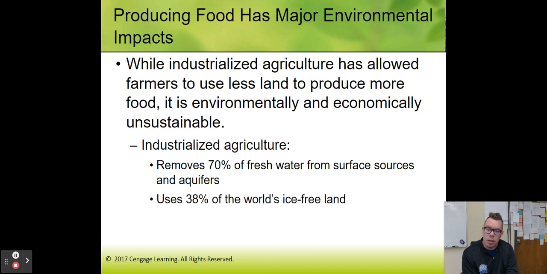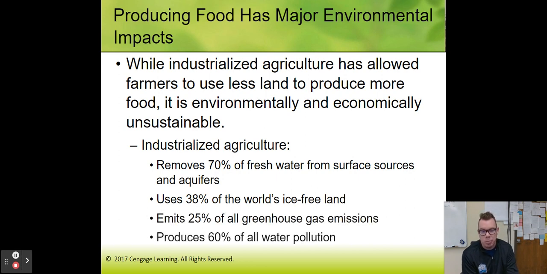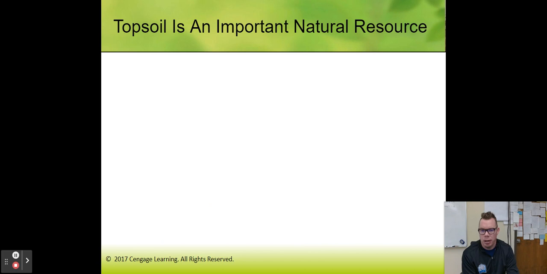Okay, it uses 38% of the world's ice-free land, emits 25% of all greenhouse gas emissions, and produces 60% of all water pollution. Again, from an environmental standpoint, industrialized agriculture is terrible. But remember, in environmental science, we got to take into account both the environment and the societal impacts. And this is allowing us to feed 8 billion people. So it's kind of a hard solution for this whole stuff.